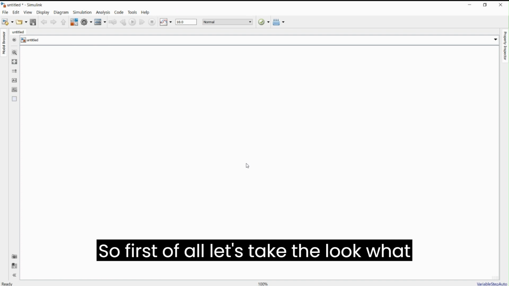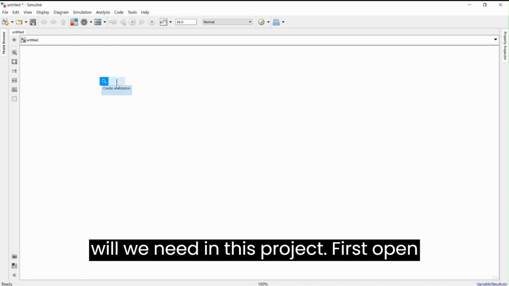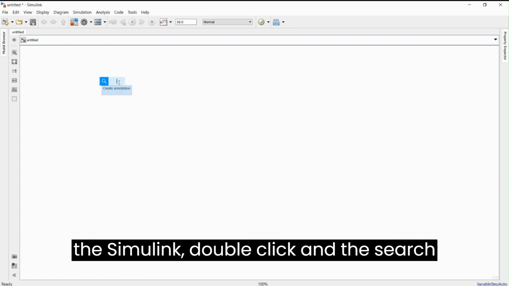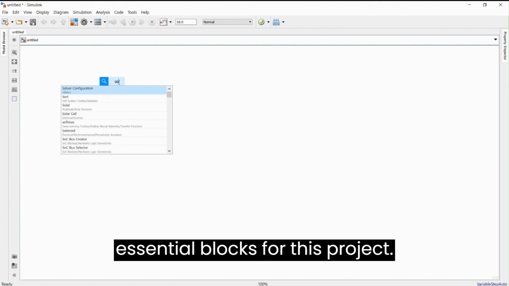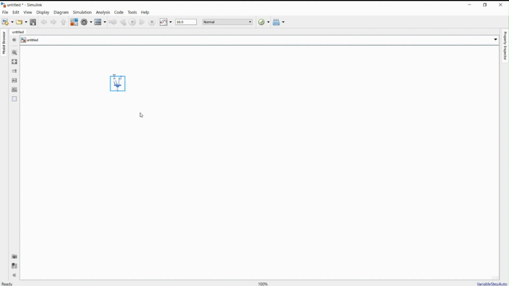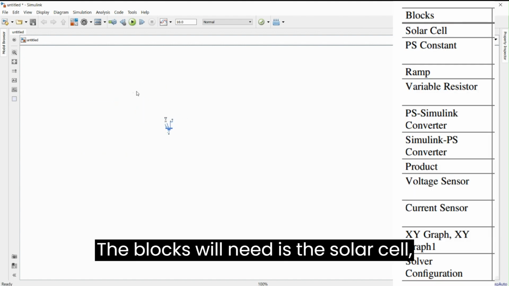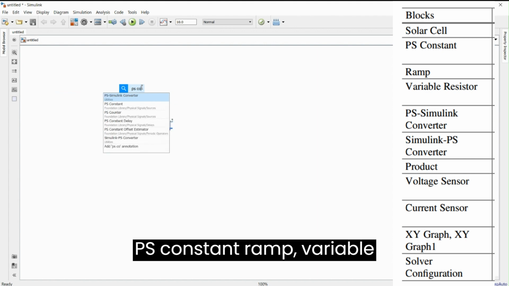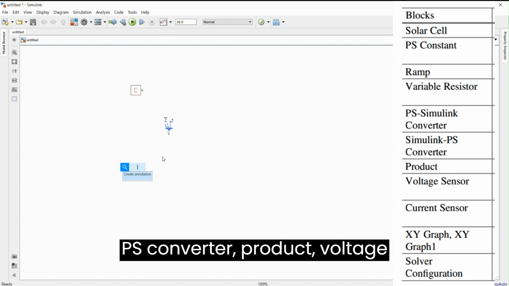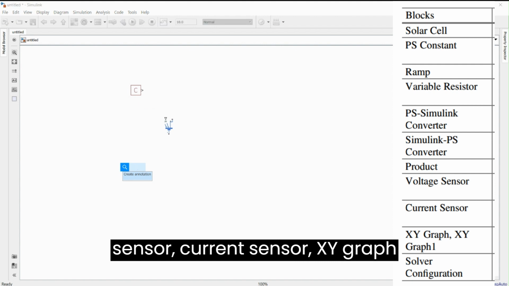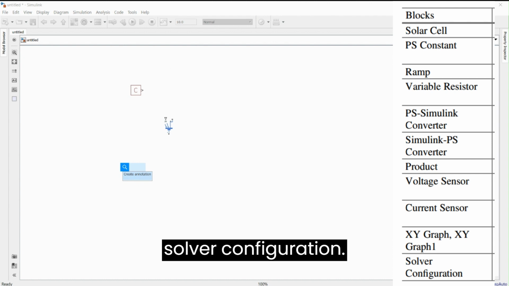First of all, let's take a look at what will be needed in this project. First, open Simulink, double click, and the search bar will appear. Here is where we will select all the essential blocks for this project. The blocks we will need are the solar cell, PS constant, ramp, variable resistor, PS Simulink converter, Simulink PS converter, product, voltage sensor, current sensor, XY graph, and solver configuration.